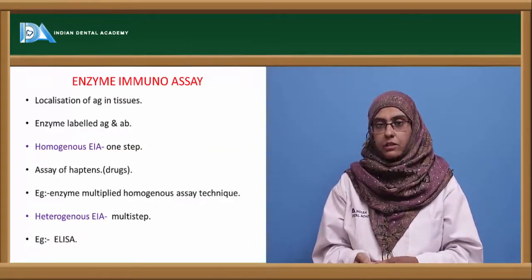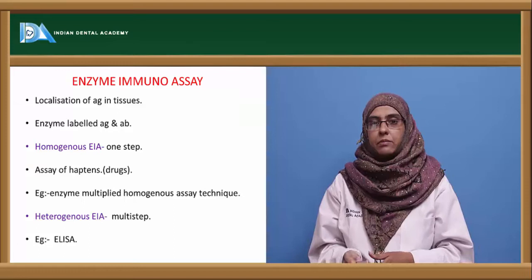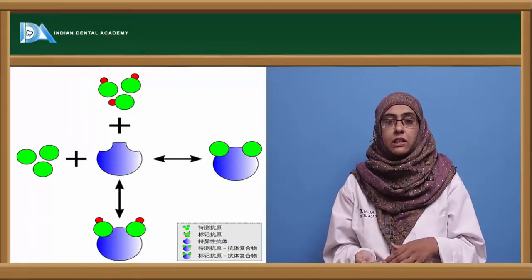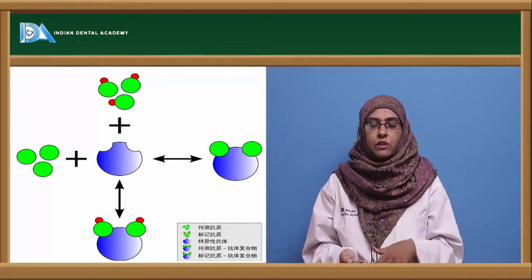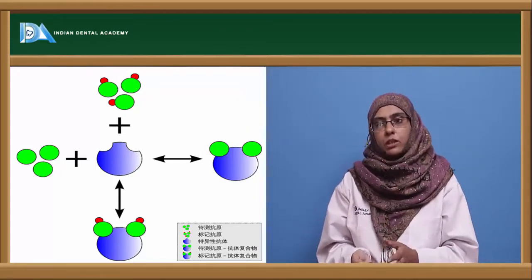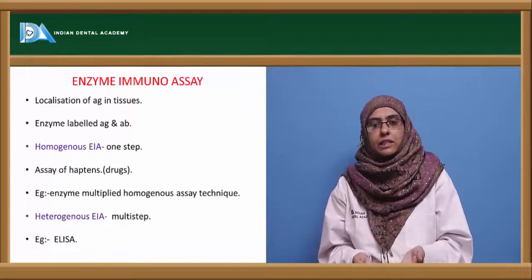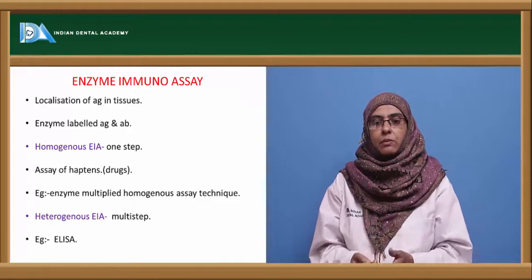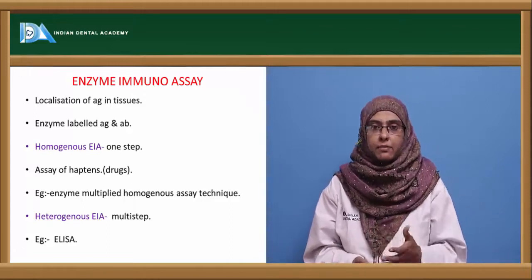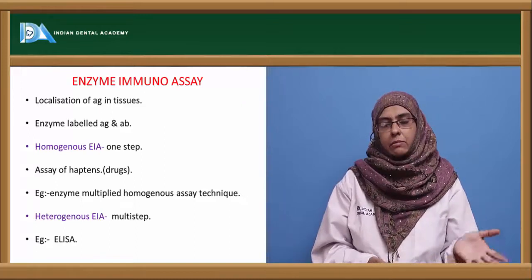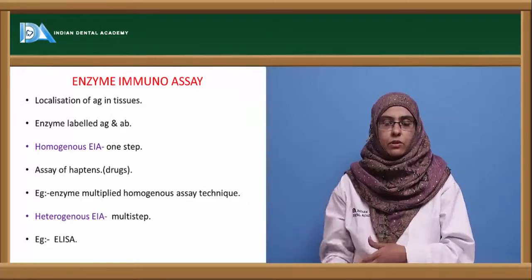The more specific method, apart from radioimmunoassay, where there is an association of radiation hazard, is that we can now move to the conjugation of antigen antibody with the help of enzymes. So these are called enzyme immunoassay. Now, as we all know, enzymes are the ones that usually mediate a chemical reaction, where the enzyme reacts with the substrate to give rise to a product.